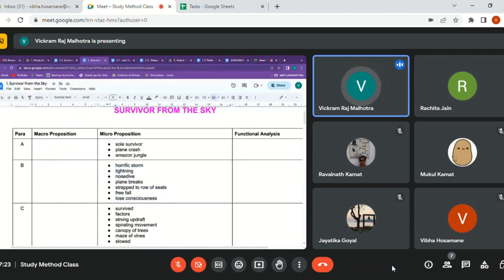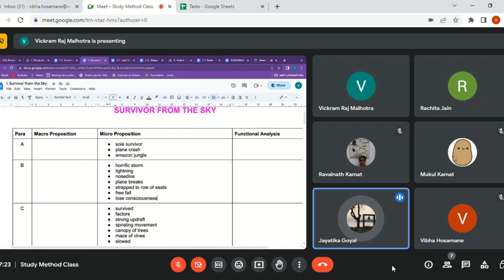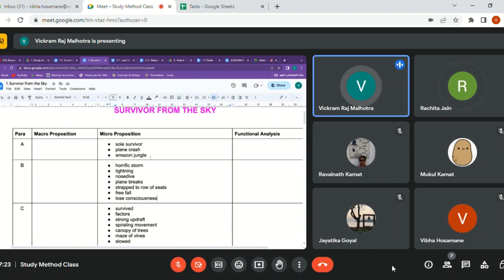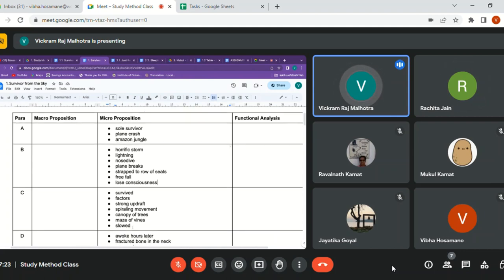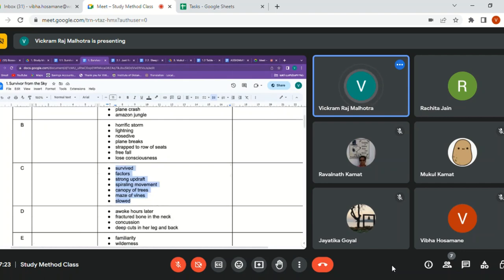Why did she lose consciousness? Does anyone remember? It was because the seatbelt was squeezing her stomach. Excellent, excellent. Now, let's go back to paragraph. Oh, let's read one more paragraph and then we'll come to this. Anya, let's read the key points of paragraph C.